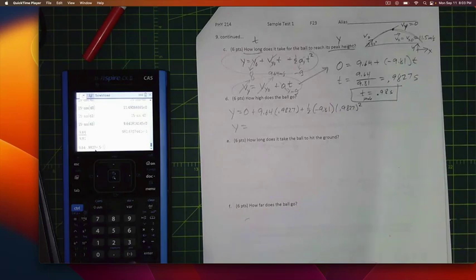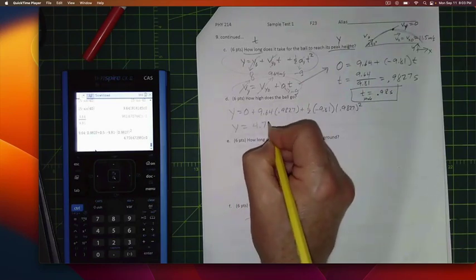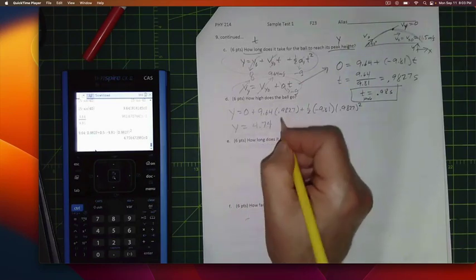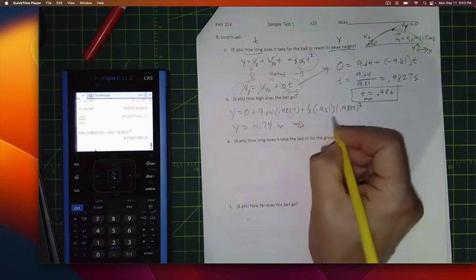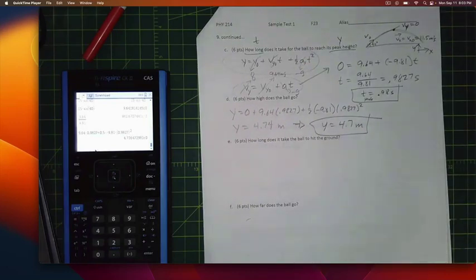It's always better to put parentheses around things when you put negative numbers in a multiplication here, just to be safe. And we end up with y is equal to 4.74 meters. Again, 2 sig figs, y equals 4.7 meters. See how that looks compared to my previous answers. Looks good.